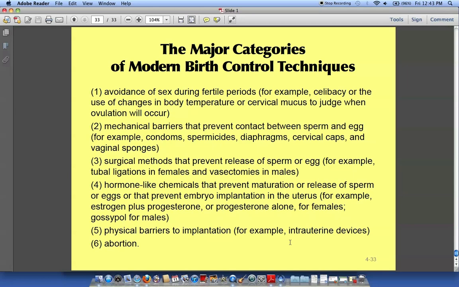So it is a governmentally controlled issue in most countries, and there's a lot of opinions about that.